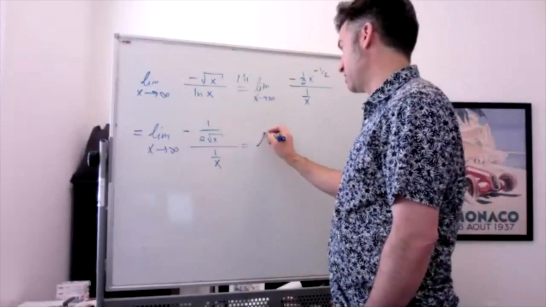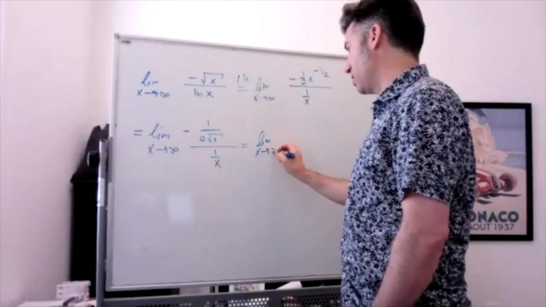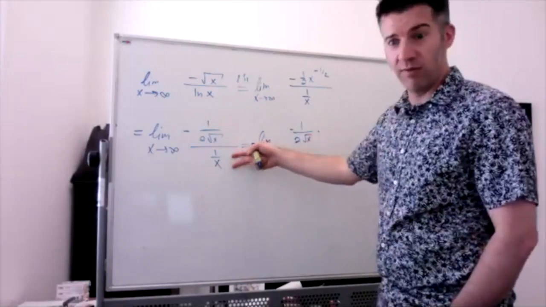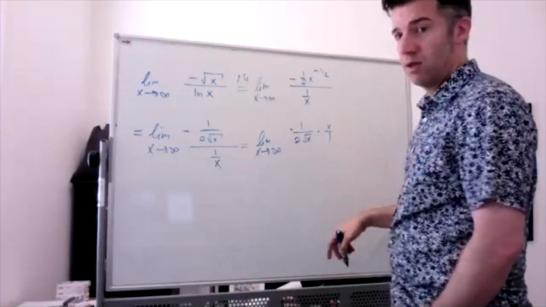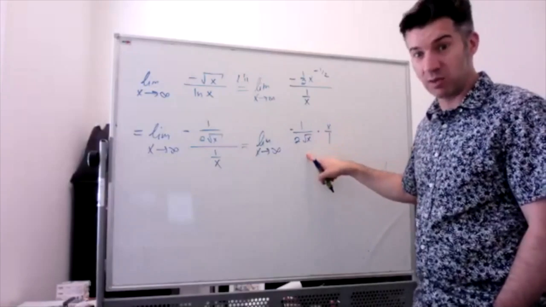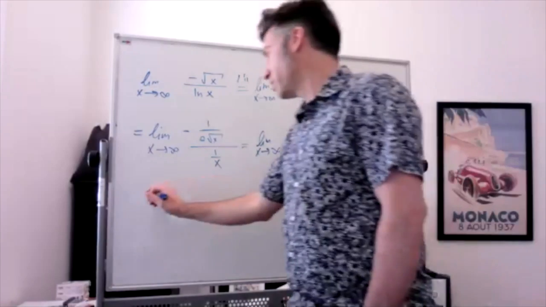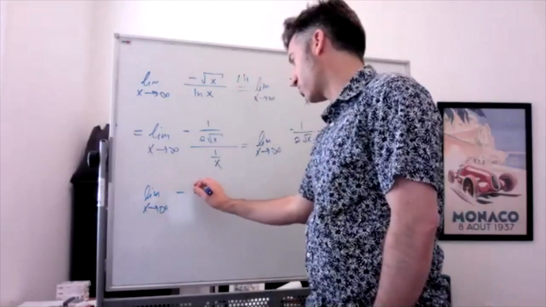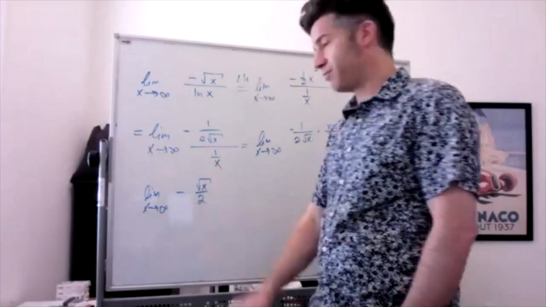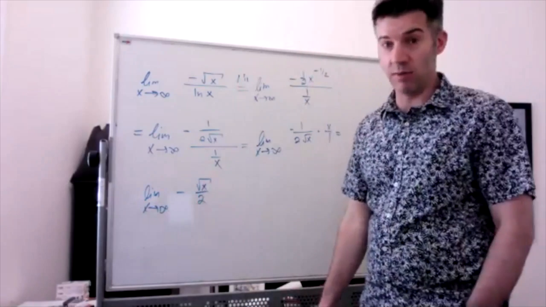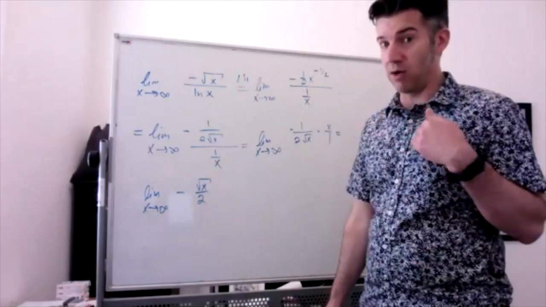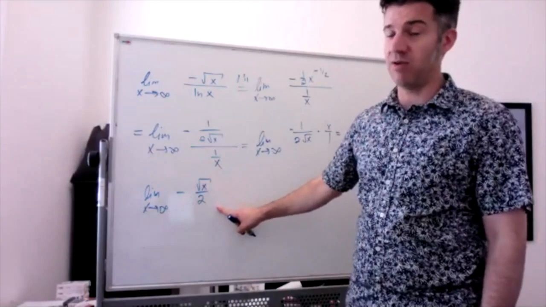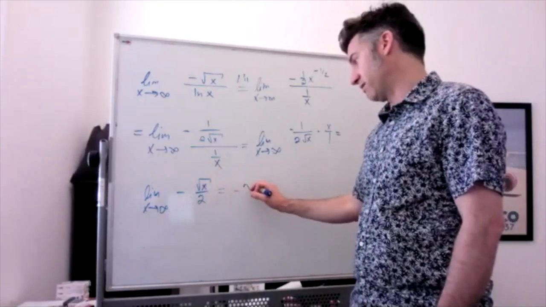We can totally simplify this as the limit as x goes to infinity of negative 1 over 2 root x times the reciprocal of this, which is x over 1. And then x divided by the square root of x is the square root of x. So this is equal to the limit as x goes to infinity of negative square root of x over 2. And now it's not an indeterminate form, right? It's negative infinity over 2. Infinity divided by 2 is still infinity. So this is negative infinity.